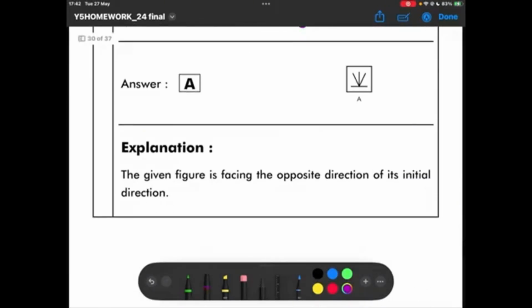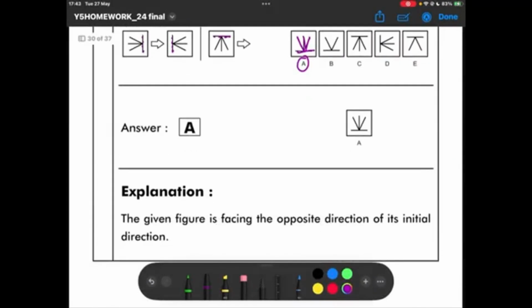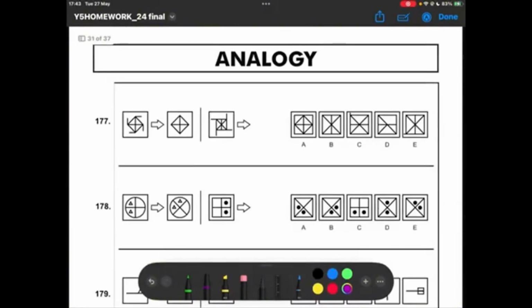The given figure is facing the opposite direction of its original direction, so that's kind of what I said. Mirror image means the same as that. Now on to the actual questions. So here, this main shape stays the same. We just get rid of these lines coming out of it. So I'm just going to draw this square that we've got. So it's just going to look like that. So the answer is B.